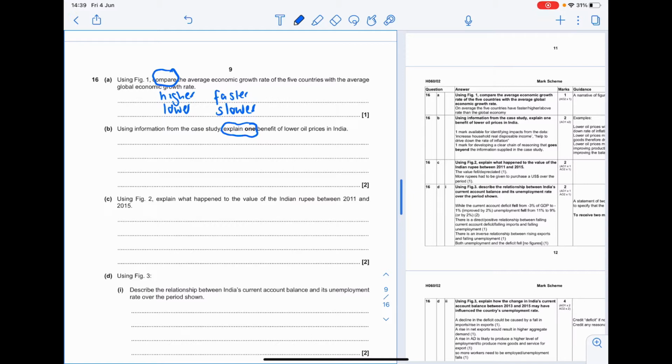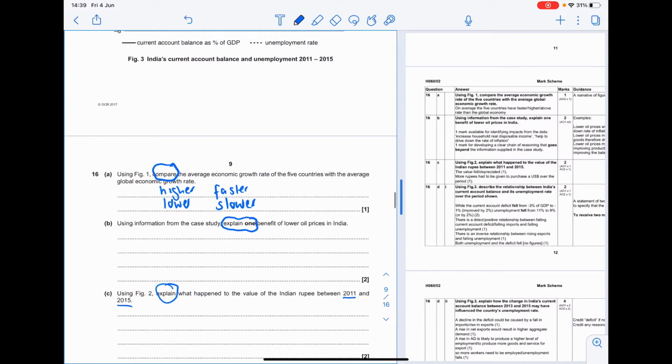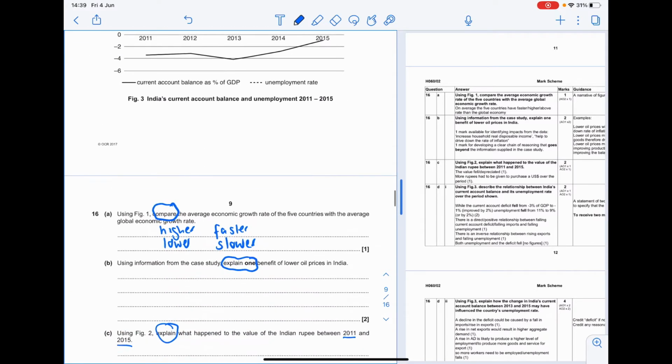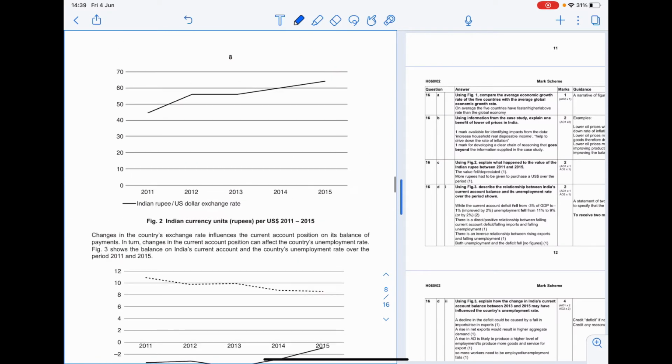Then we've got to look at figure 2. What happened to the value of the Indian rupee between 2011 and 2015? And it says explain what happened. So we don't state what happened, we explain. So we need to have a bit more than just looking at the graph. So 2011 to 2015, let's just check that. Yeah, 2011 to 2015, what's happened to the value of the Indian rupee? What we can see is the value has increased against the dollar.